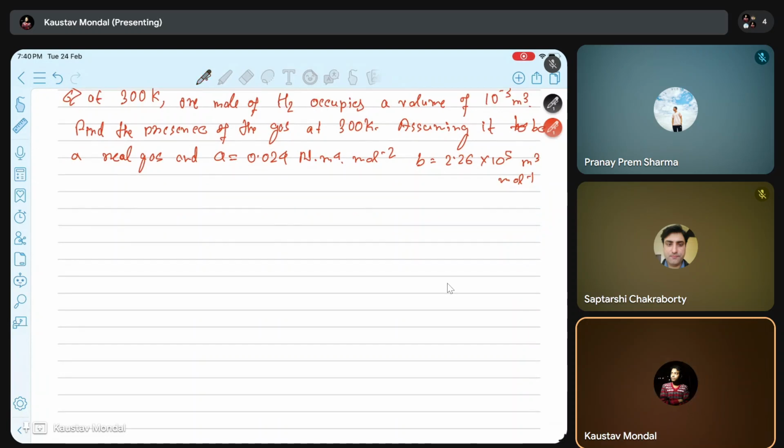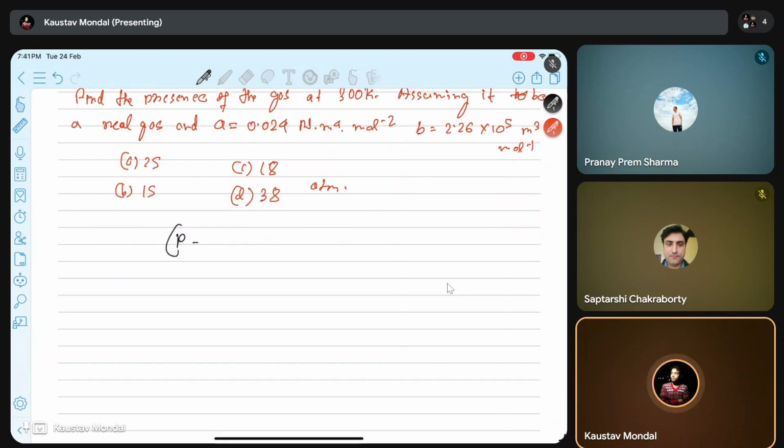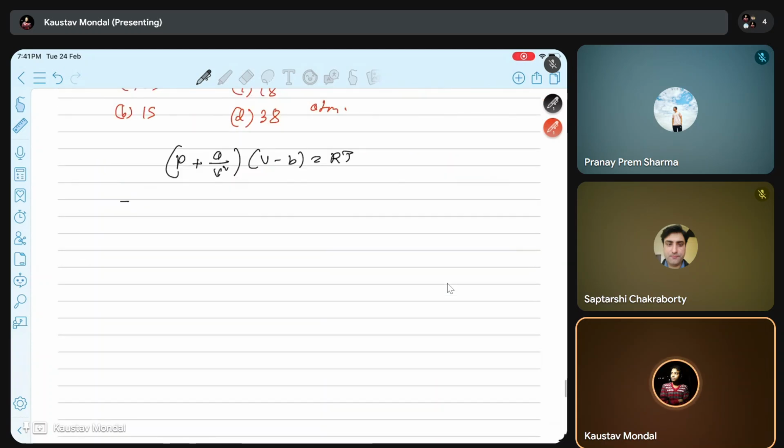Here also the options are given. Option A is 25, B is 15, C is 18, and D is 38. Similarly, here also you have to use the gas equation of Van der Waals. If you write it in terms of pressure, it becomes P equals RT by (V minus B) minus A by V square.